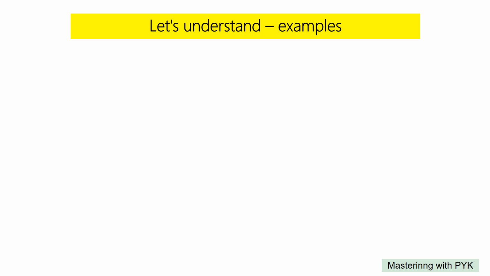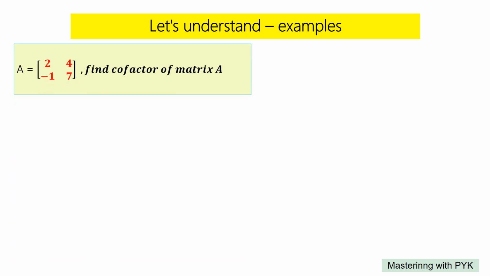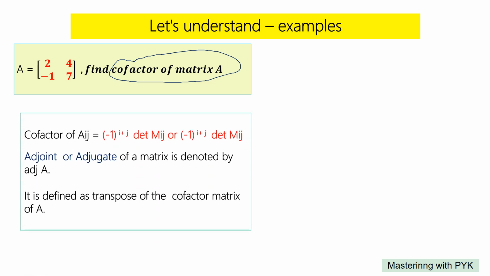So let's understand a few more examples. We have been given a matrix which is 2, 4, minus 1, 7. We have to find the cofactor of the matrix A. Now what is a cofactor? The cofactor of a matrix, Aij, is given by the formula minus 1 to the power i plus j, multiplied by the determinant of Mij, which is also written simply as Mij, right? So let's find what M is.